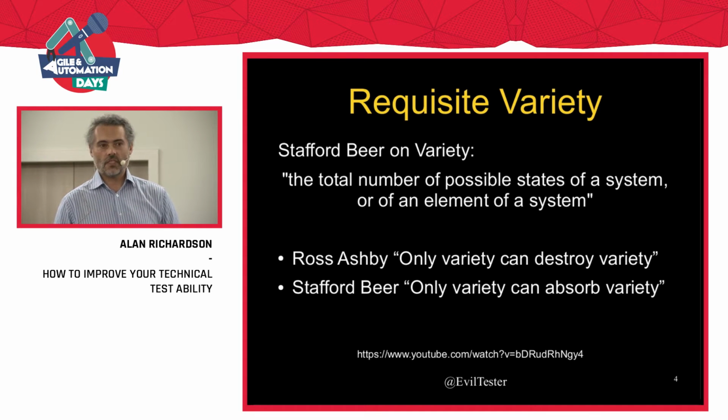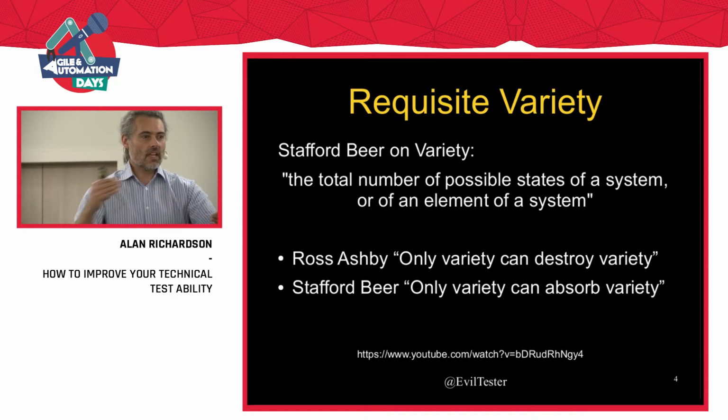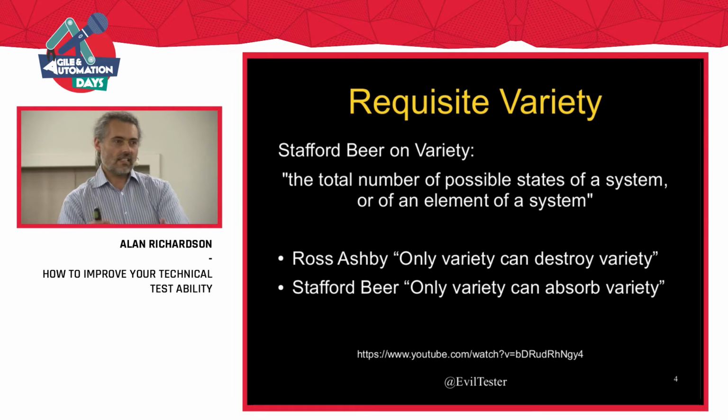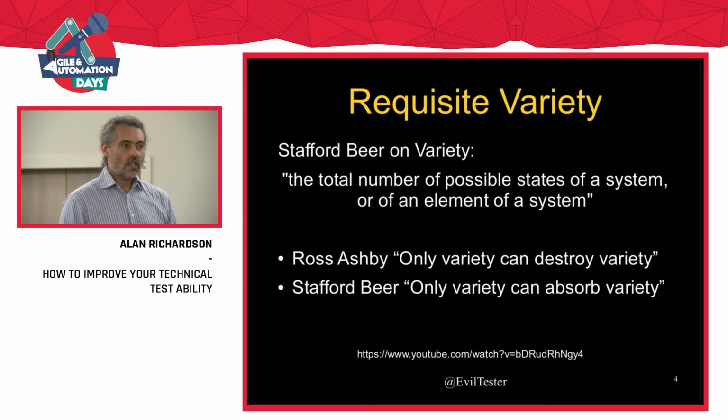Requisite variety comes from cybernetics. It basically means whether we can handle the input we're given. Now, when we test, we're exploiting variety. Stafford Beer describes variety as the total number of possible states of a system or of an element of a system. When I'm testing something, I really want to try and push it into states that other people haven't pushed it into. Error states, states that we're not necessarily expecting, possible states. Not necessarily the states we've expected it to have.